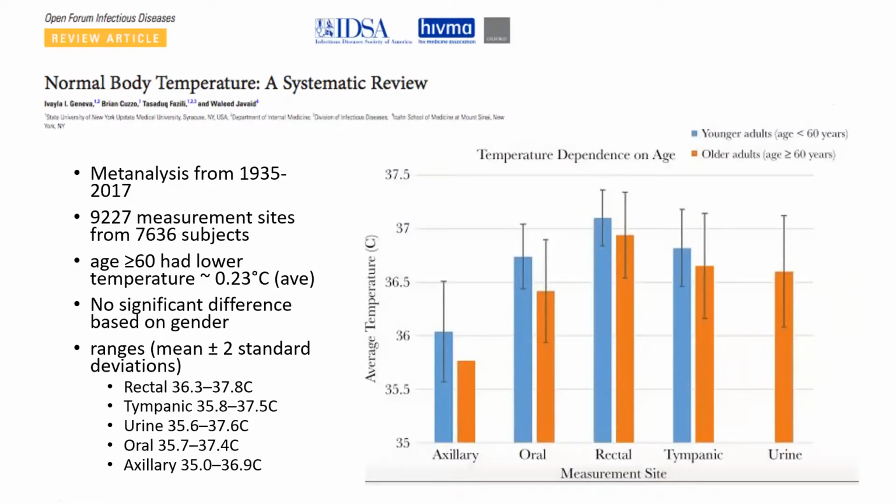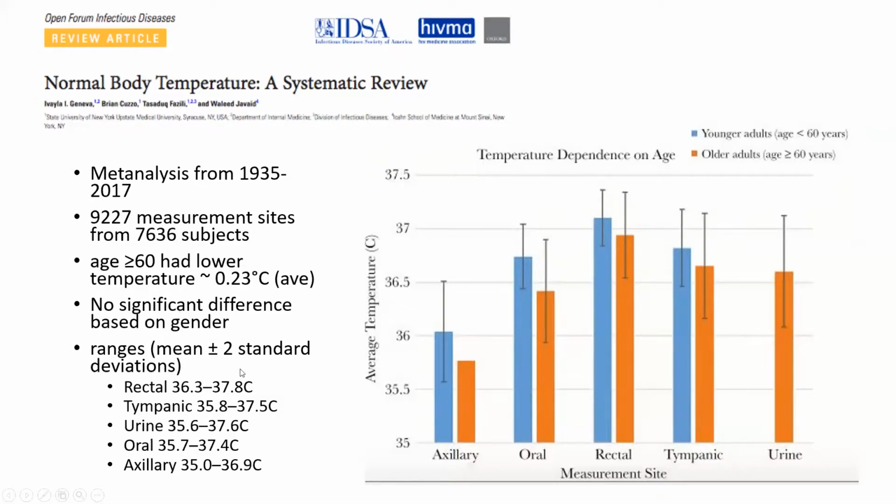The other interesting thing about body temperature is that depending on where you are taking the temperature, you can get different results. This was a meta-analysis from 1935 to 2017 looking at average body temperatures. Again, they noted that patients over 60 years of age had a lower body temperature, which on average was only about 0.23 degrees centigrade lower, but still significant. There was no significance based on gender. And they also found, I put the numbers here, definite differences based on where the temperature was taken, with rectal temperatures being the highest overall, followed by tympanic, oral, urine, and axillary.